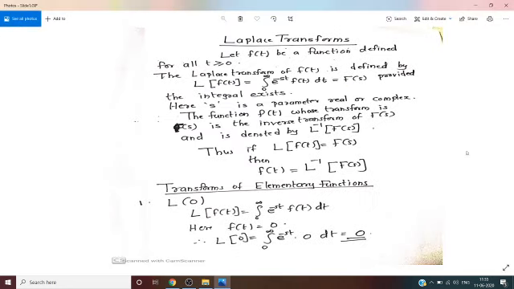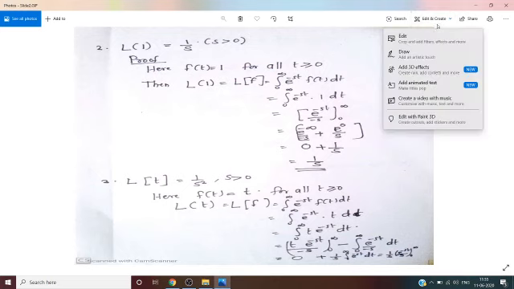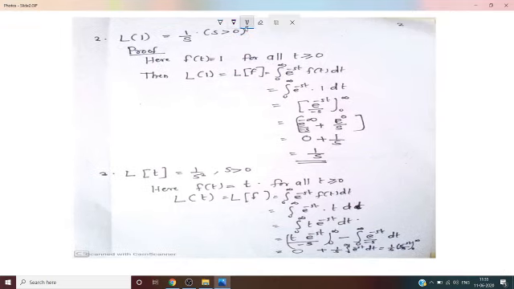Now we can find the Laplace transform of 1. L of 1 equal to 1 by s, for s greater than 0. Here, what is f of t? f of t equal to 1 for all t greater than or equal to 0. Then L of 1 is equal to integral 0 to infinity e raised to minus st into f of t dt.